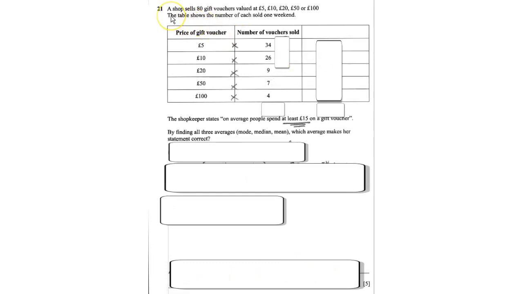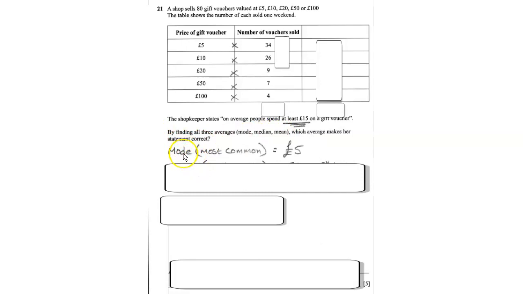So question 21, a shop sells 80 gift vouchers valued at £5, £10, £20, £50 or £100. The table shows the number of each sold one weekend. You see all the numbers there. So it says the shopkeeper states on average people spend at least £15 on the gift voucher. By finding all these three averages, mode, median and mean, which average makes her statement correct?